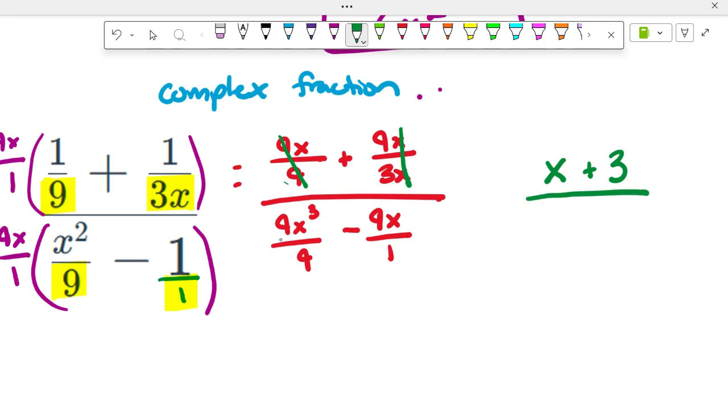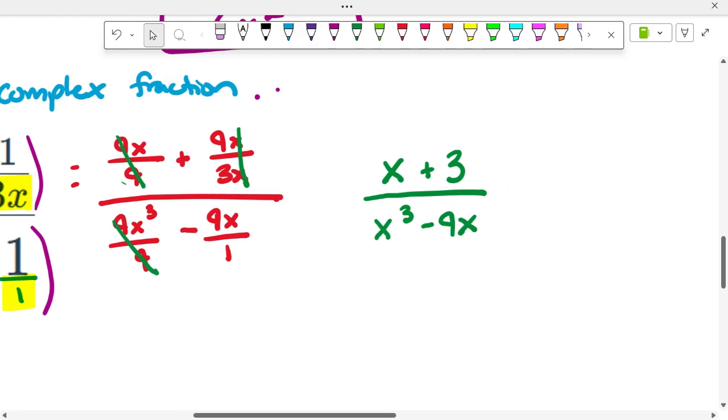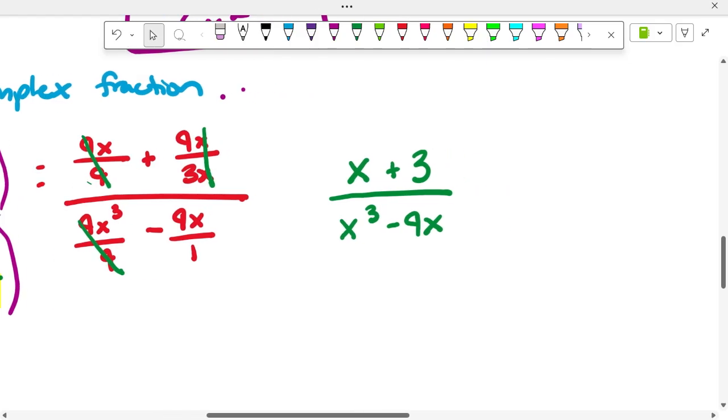What about this one? Anything I can do? What can I cross out? The 9s. So I'm left with an x cubed. And then this last one. Nothing can cross out, but what's 9x divided by 1? 9x. Now, a lot easier for us to deal with.